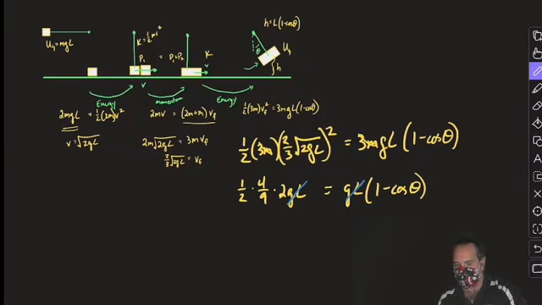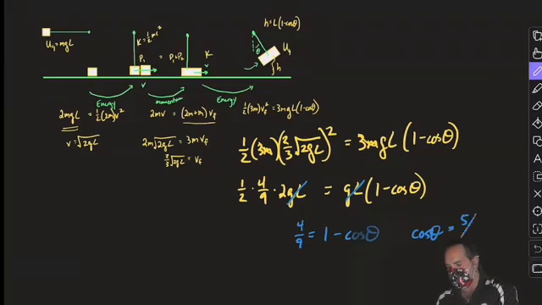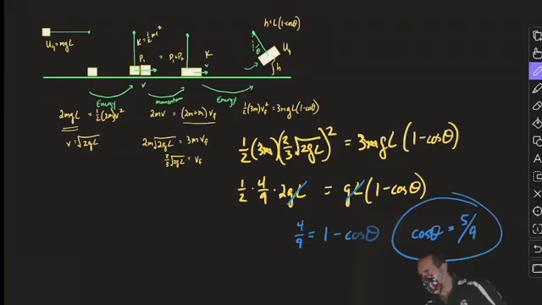Let's run the numbers here. The 1/2 and the 2 cancel out. So I get 4/9 equals 1 minus cosine theta. So cosine theta is equal to 5/9. I didn't cancel out, but it became 1.